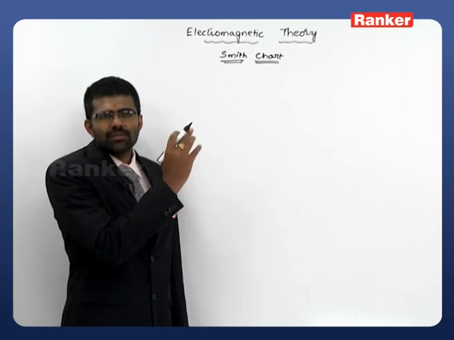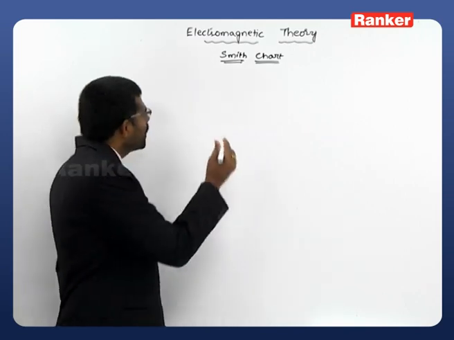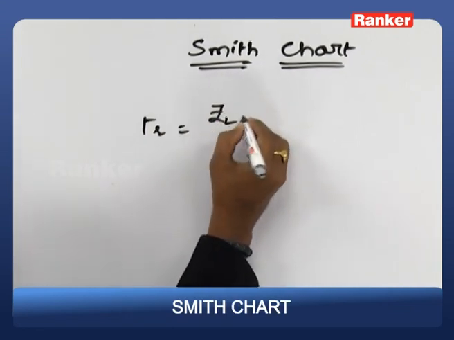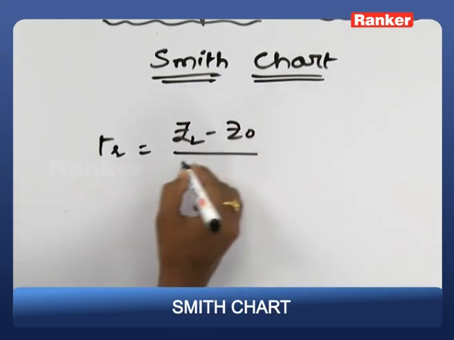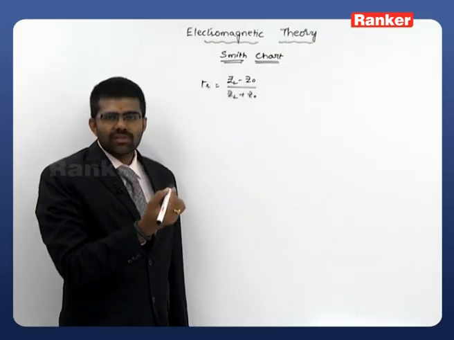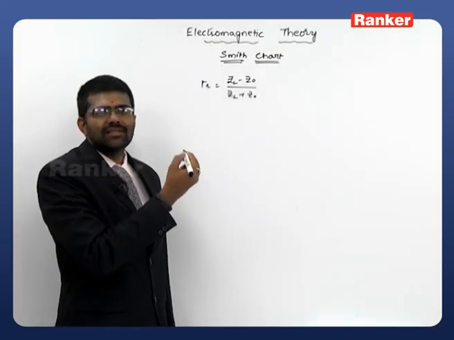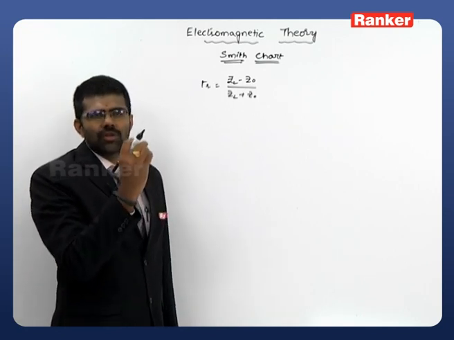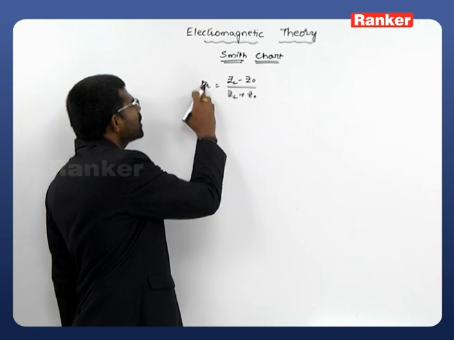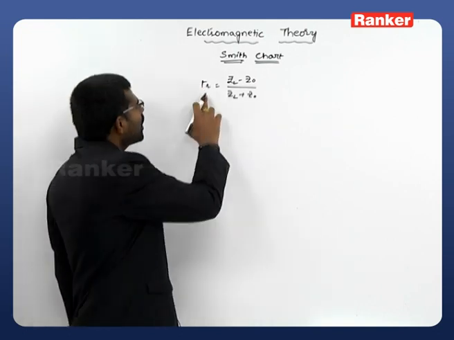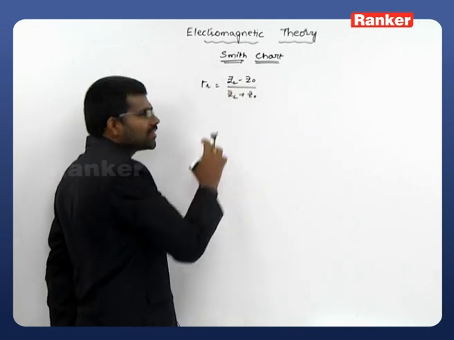Just observe, a simple procedure is there for that. What is the reflection coefficient? Gamma R is equal to ZL minus Z0 divided by ZL plus Z0. In our previous session I may have used gamma R as just gamma, the voltage reflection coefficient. Here, to identify it as a reflection coefficient, I am using gamma R. Don't get confused, both are the same.